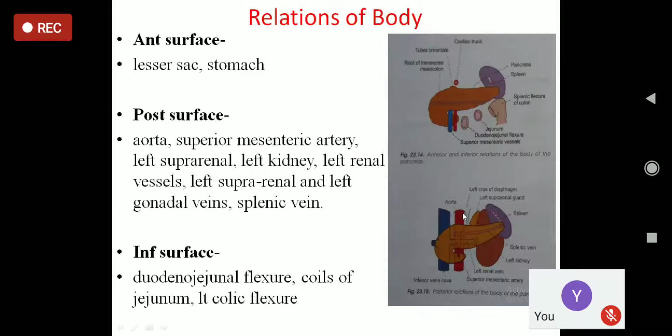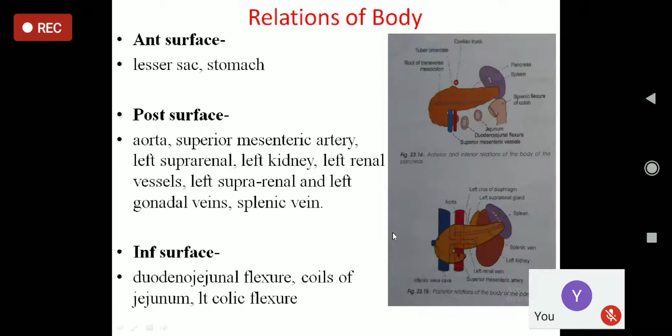They are the branches from the abdominal aorta and the splenic vein. So they are the posterior surface in relation to different structures. So very important: aorta, superior mesenteric artery, left suprarenal gland, left kidney, left renal vessels, left suprarenal and the left gonadal veins, and the splenic vein. They are in the posterior surface.